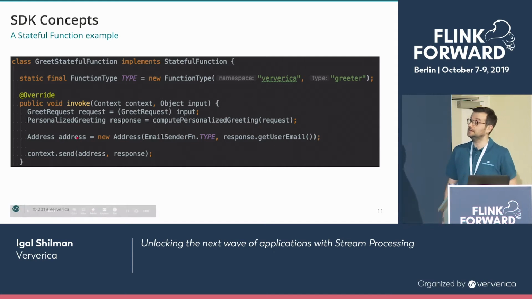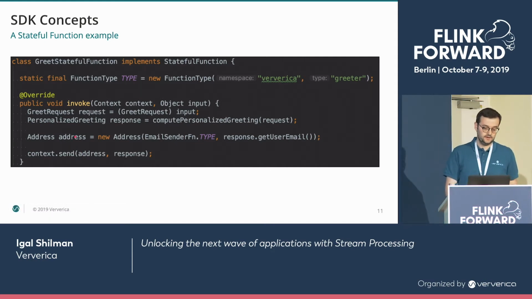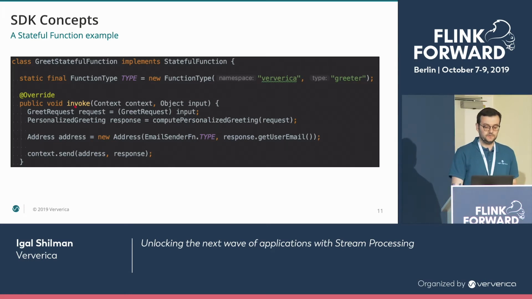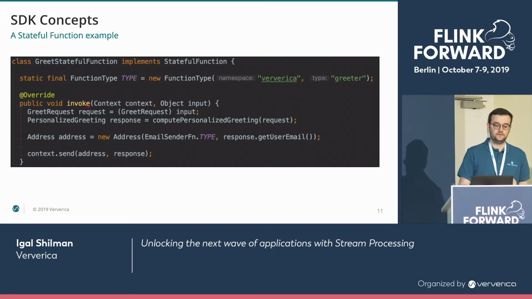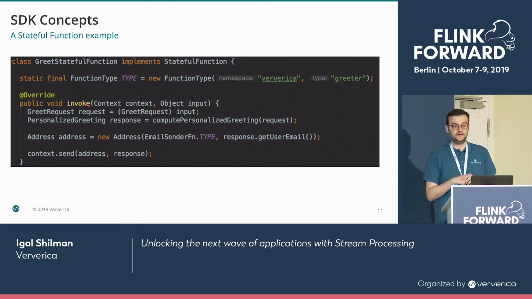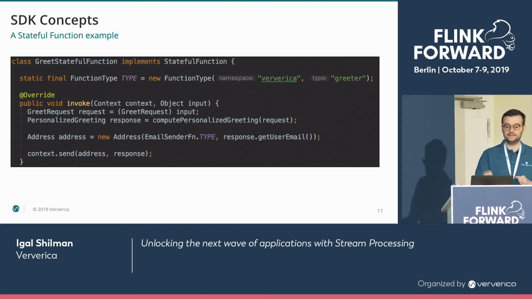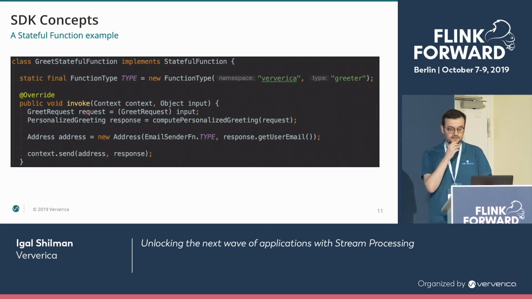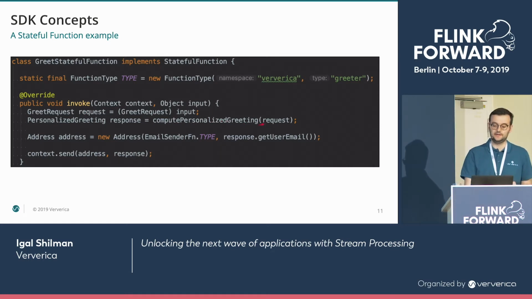Let's actually see code here. So we have a stateful function that essentially greets, computes some personalized greeting. The first thing you would see is this invoke method. This invoke method would be called by the runtime when a message is received by that stateful function. We only expect messages of type greet request, so we cast that generic input and compute something local, like a personalized greeting for that specific user.